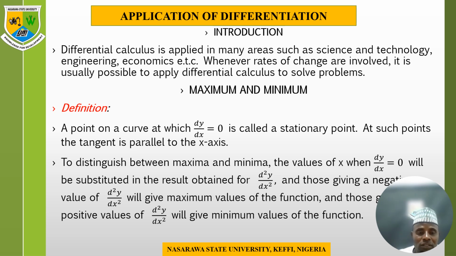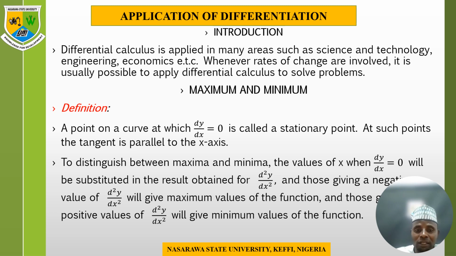It is usually possible to apply differential calculus to solve problems where there is a rate of change. So we start with the maximum and minimum point. By definition, a point on a curve at which dy/dx equals 0 is called a stationary point. At such a point, the tangent is parallel to the x-axis.